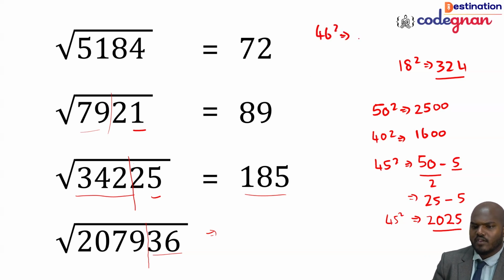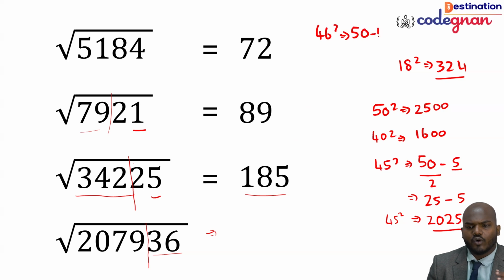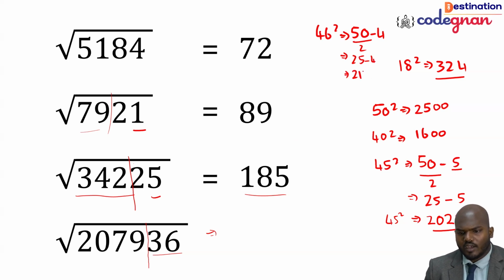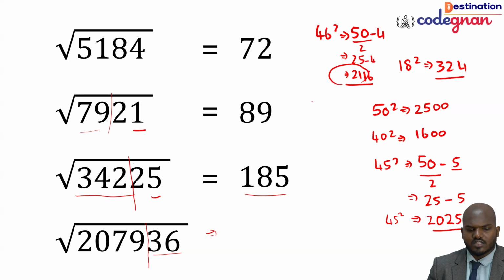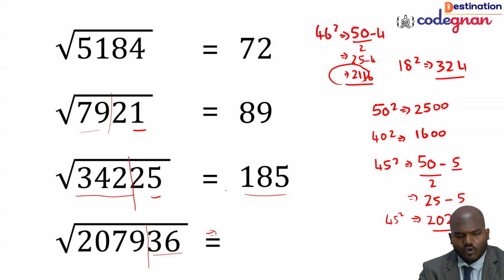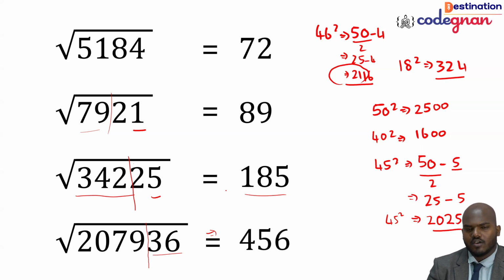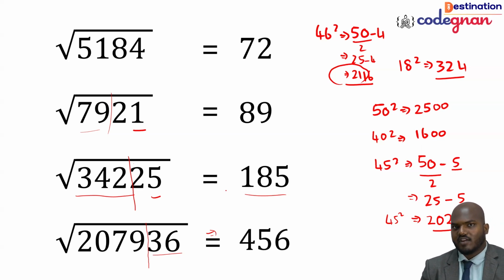That is 46 square. You can call it as 50 minus 4. You can take this one, that is 50 by 2, which you can call as 25. So minus 4, you can call it as 21. It is going beyond, because if you square this 21, it will come to 2116. So 2116 is greater than 2079. So, guys, the answer for this one, we will say it is 45. 45 square is the exact value you will get.